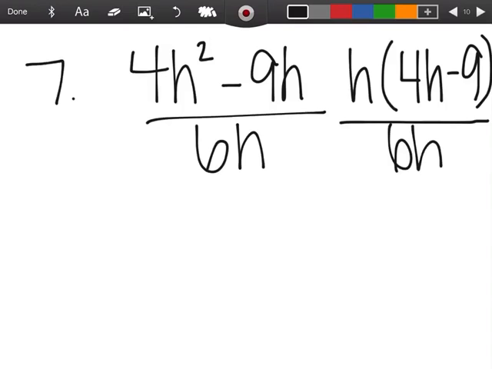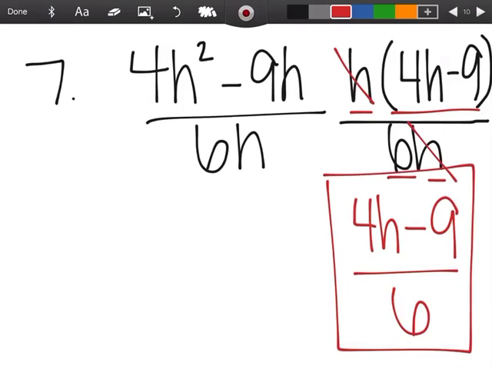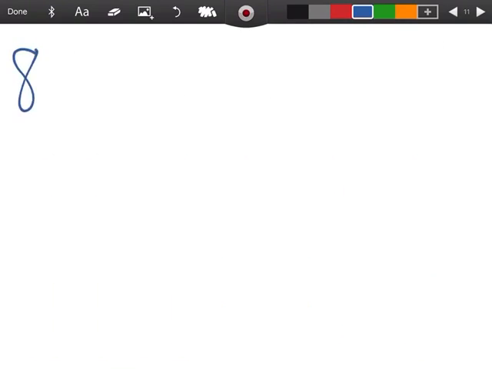And then when I look at the denominator, I can't really factor it anymore. It's just 6h. And so the numerator has two factors, h and 4h minus 9, and the denominator has two factors, 6 and h. So I'm going to cancel out the h's and get 4h minus 9 divided by 6. Yes, 4 and 6 have something in common, and yes, 9 and 6 have something in common. But all three of them don't have anything in common. So since 4 and 9 and 6 don't share a common factor, this is my answer.